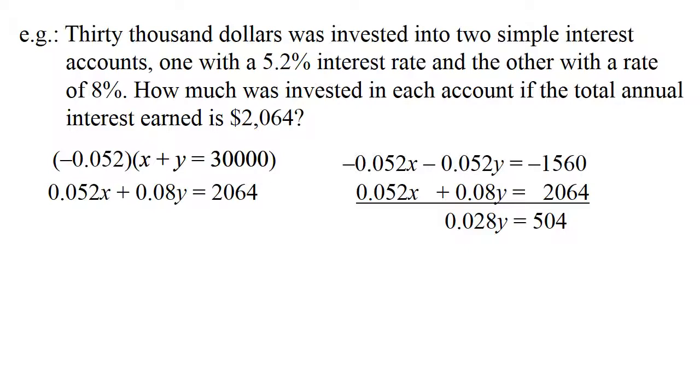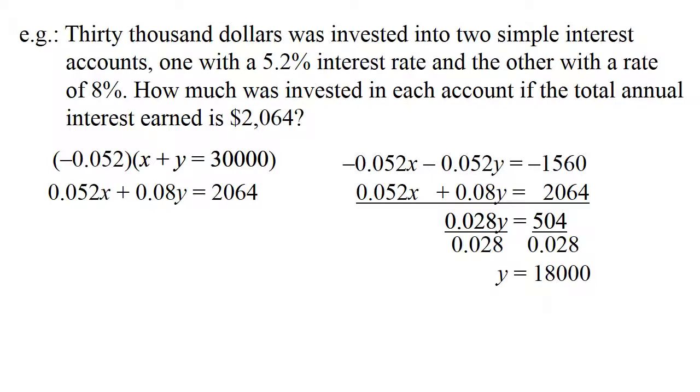Now I'm just going to solve this for Y. Divide both sides by 0.028, the coefficient of Y, and I get Y equals 18,000, which means I have $18,000 in one of my accounts. The question is which account? Because remember, I have to clarify how much money I put into which account. And since this is Y, I'm going to go back earlier when I wrote my two equations, and I'm going to see I put the 8% attached to Y. So this is the 8% account.